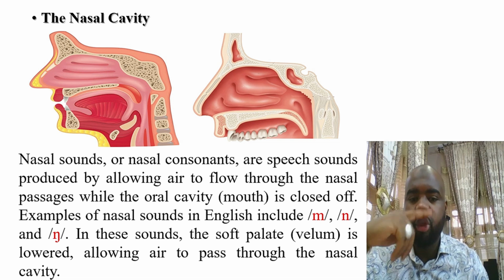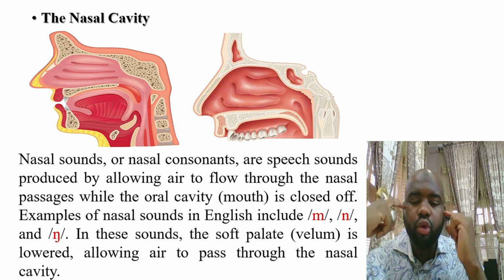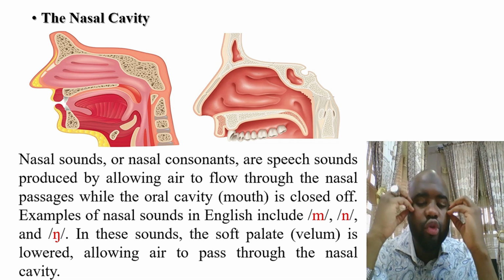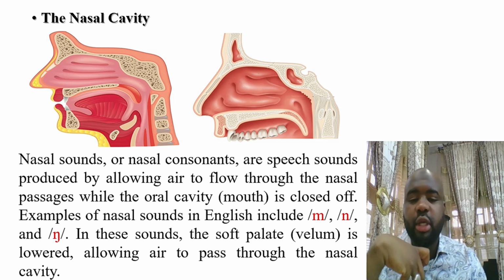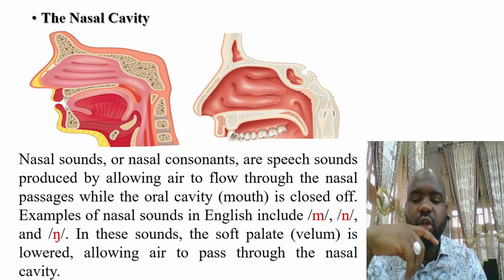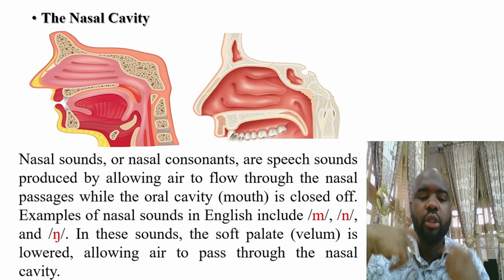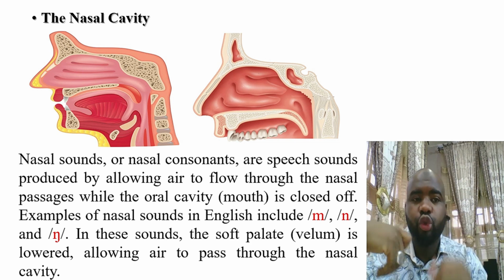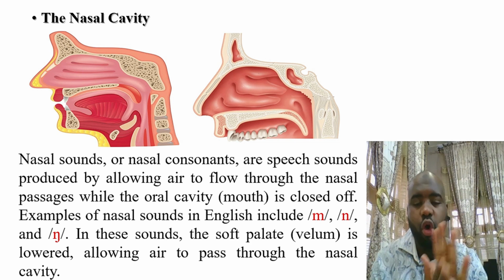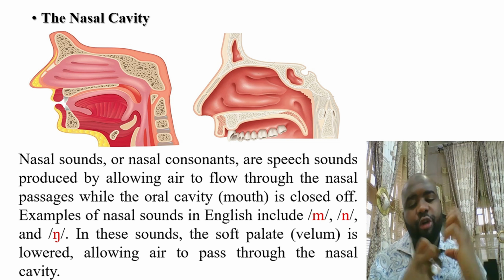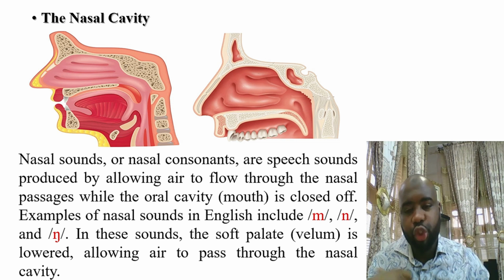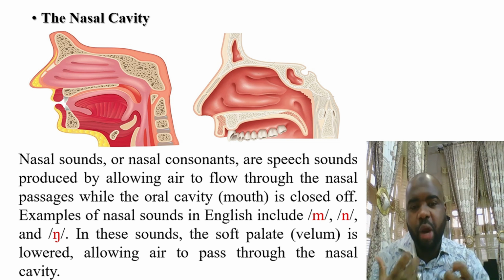When you make those sounds, you notice a kind of vibration somewhere around here. King, nose, sounds coming through the nose. So this is all we have in phonetics, the production of sounds, how sounds are produced.